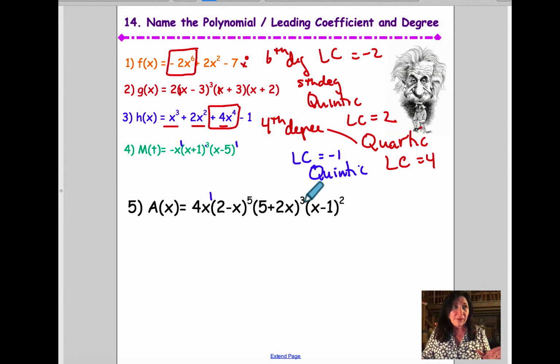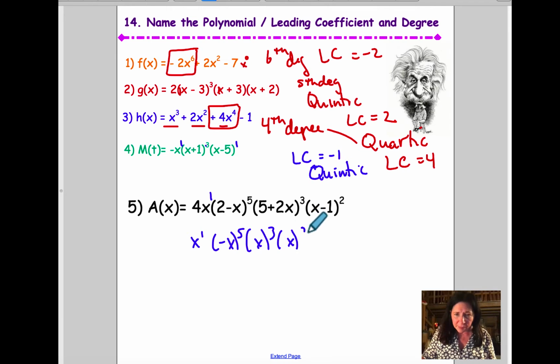3 more. That's 9. And 2 more. So it's like this. X to the 1. That's 1. We have negative x to the 5th power. We have x to the 3rd power. And we have x to the 2nd power. So that's 2, 3, 4, 5, 10, 11. So this is an 11th degree. All right, that's my degree.